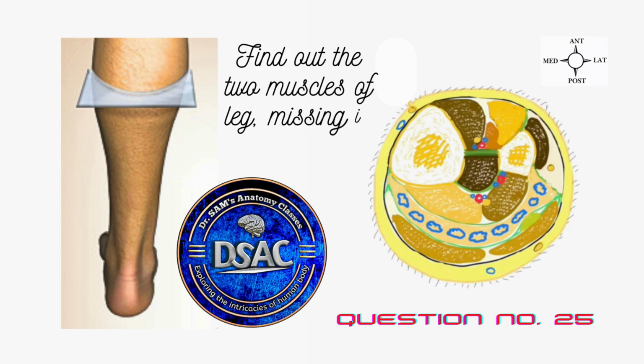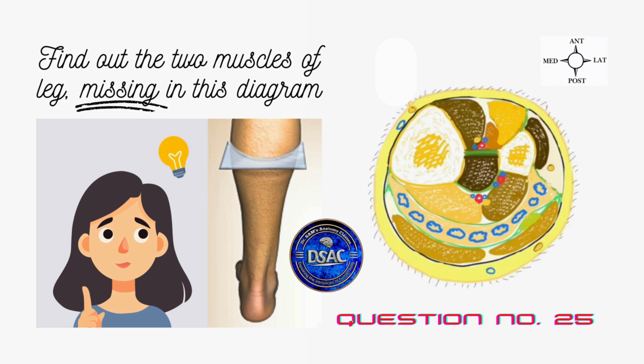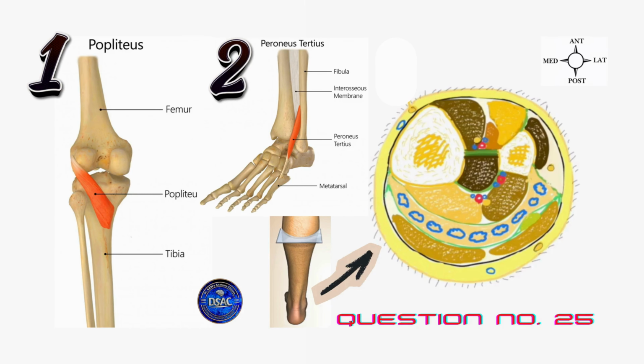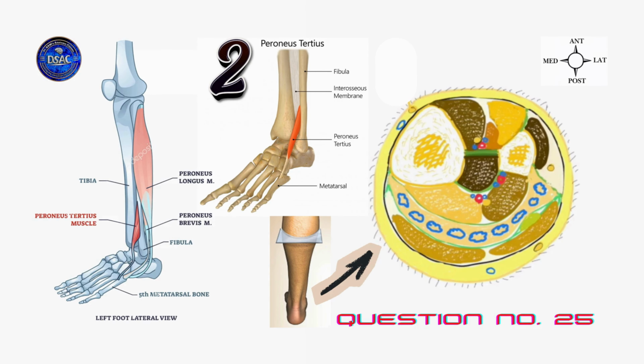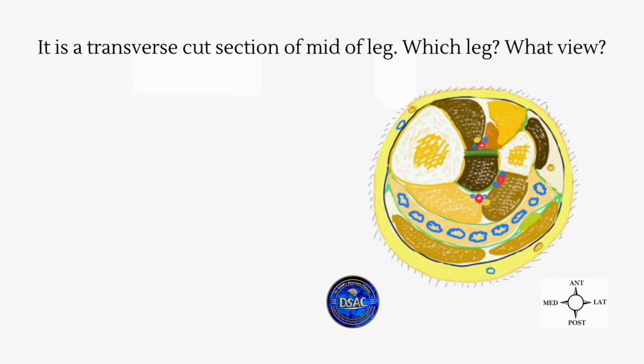Find out the two muscles of leg missing in this diagram. One is popliteus, and the other one is peroneus tertius. Popliteus is missing because it can be seen only in the upper one-third of back of leg. Peroneus tertius is missing because it can be seen only in the lower one-third of front of leg. This diagram, as you know, is a transverse cut section of mid of leg.